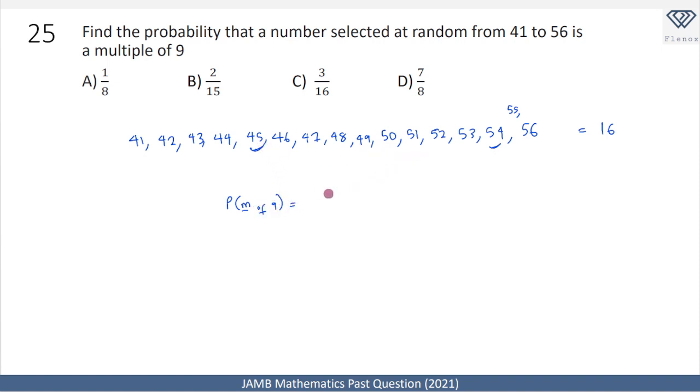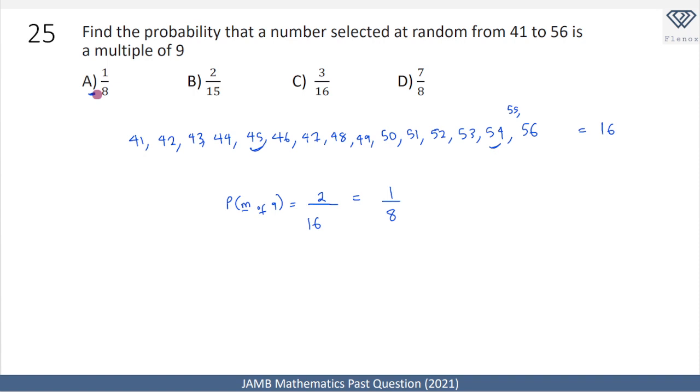Just 45 and 54, which is 2. And what are the total possible numbers that I can draw out? 16. So that will just be 2 over 16. And to the simplest form, that will just be 1 over 8. And that makes option A the correct option.